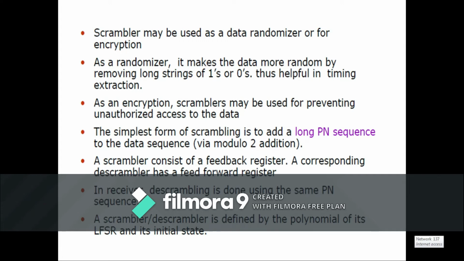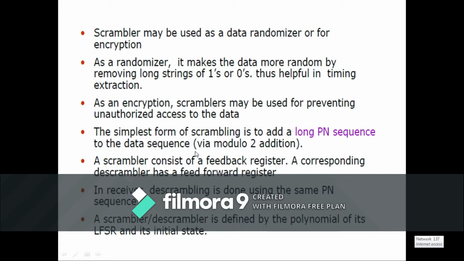And binding the data in such a way that an unauthorized person cannot decrypt or read the data; that is taken care of by the scrambling technique. A randomizer makes the data more random by removing long strings of ones and zeros, which is helpful in timing extraction. And in encryption, the scrambler may be used for preventing unauthorized access to the data.